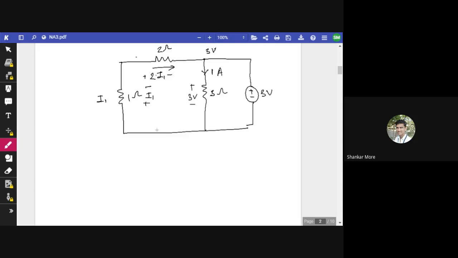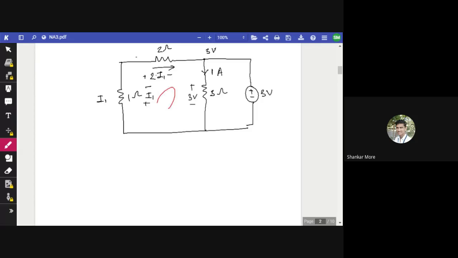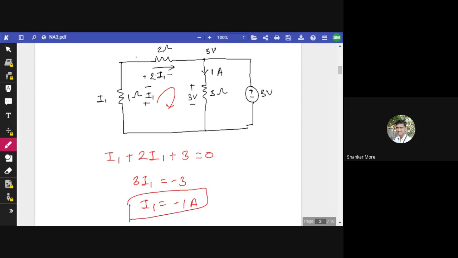So we will start applying the KVL here in this loop, isn't it? So I1 plus 2I1 plus 3 volt is equals to 0. So 3I1 is equals to minus 3, right? So I1 will be equal to minus 1 ampere. Minus 1 ampere आएगा ना रमन? I1 will be equal to minus 1 ampere.